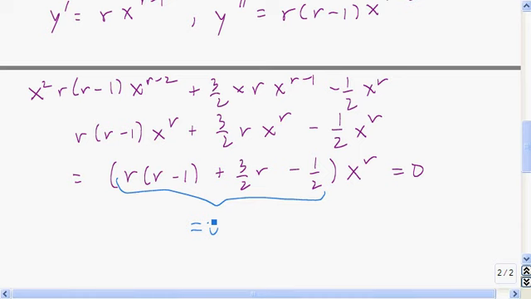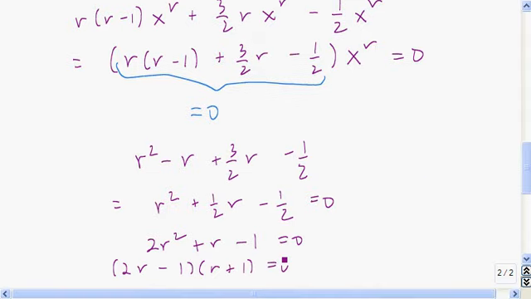Why don't you press pause and figure out which value or values of r make this quantity equal to 0. Again, the only way that this times x to the r can identically be 0 is if this is equal to 0. If you just distribute the r, you get r squared minus r, then plus 3/2 r minus 1/2. Then clean this up: r squared plus 1/2 r minus 1/2 is 0.